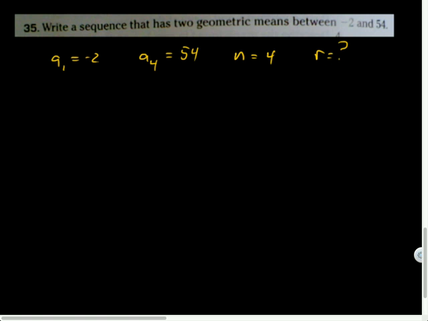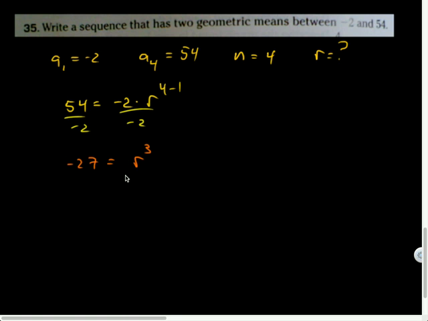All right? So plug these into our formula. I will have 54 is equal to negative 2 times R to the 4 minus 1. That's kind of yellow, isn't it? Yeah. Divide by negative 2. Divide by negative 2. Orange is supposed to be my primary right now. That's negative 27 equals R to the 3rd.